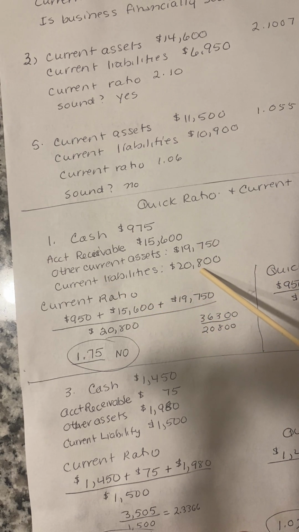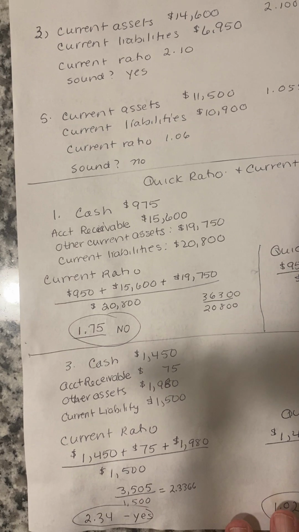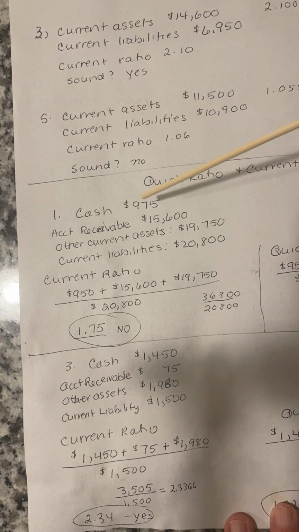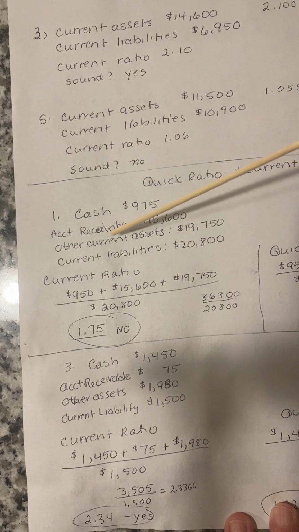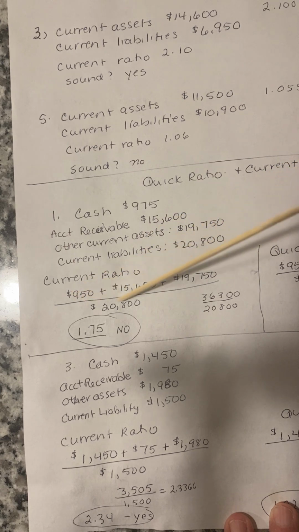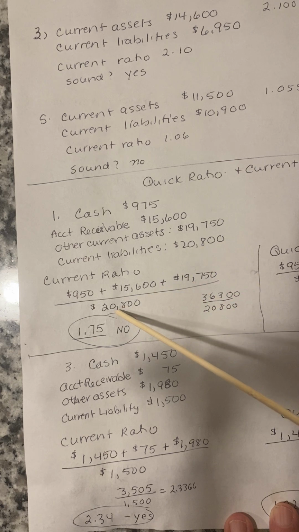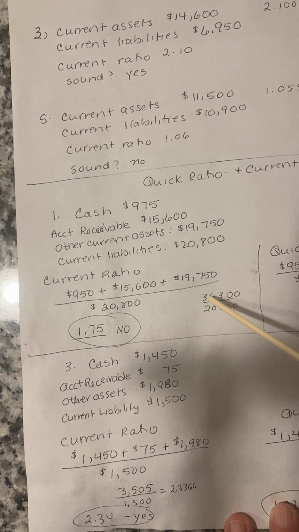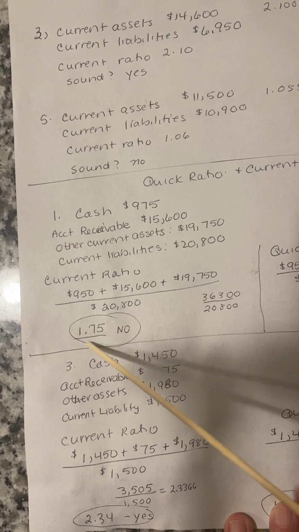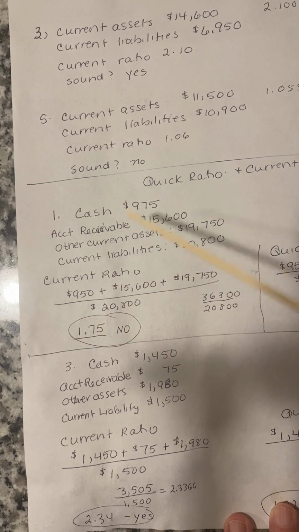First of all, we want to find the current ratio. The current ratio has to be at least 2. So we're going to add all 3 of these numbers: the cash, the accounts receivable, and the other current assets. We take all 3 of these and add them together, then divide by our liabilities, which are 20,800. Get a calculator, you can add these up, which I did here. It was 36,300 divided by 20,800, and I got 1.75. Current ratio has to be at least 2. So this business is unsound.